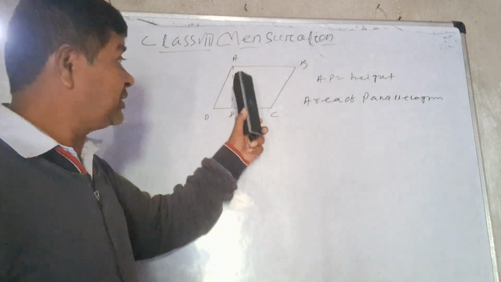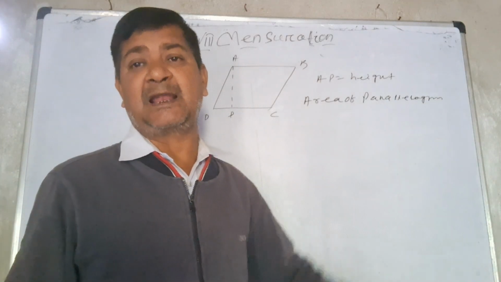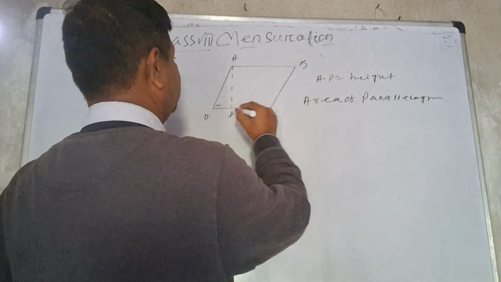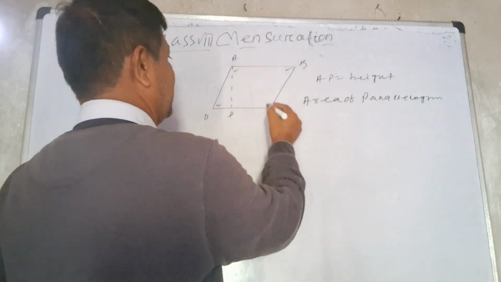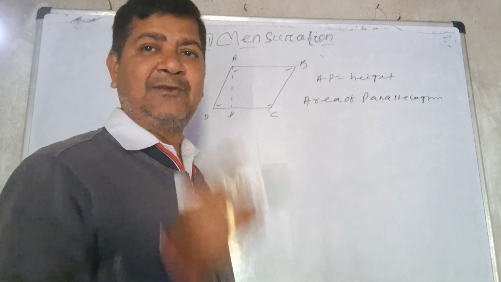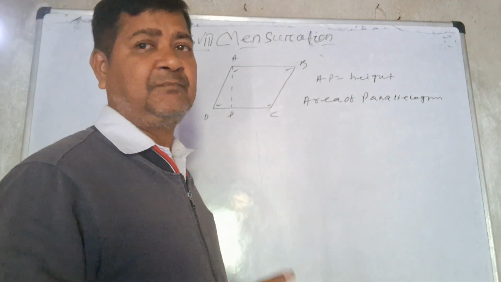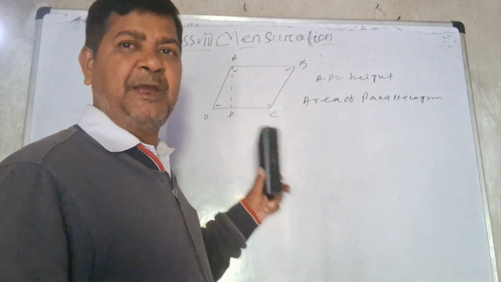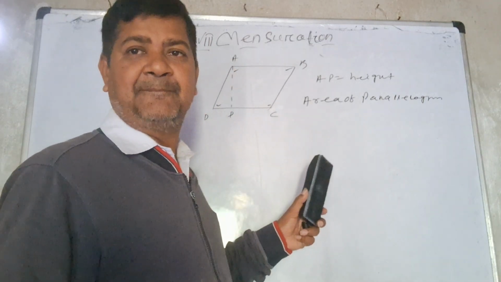Parallelogram means opposite sides are equal and parallel. Opposite angles are also equal: angle D equals angle B, angle A equals angle C. Diagonals bisect each other but are not equal. Those are the basic things about your parallelogram.